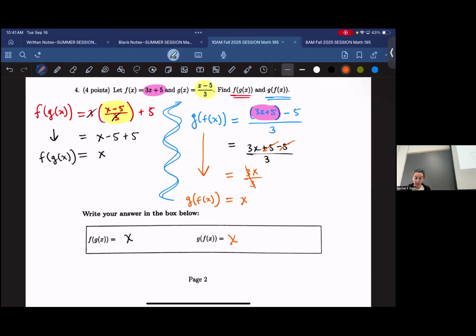We didn't have to state that in this problem, but you might have to on the exam. Explain what was the purpose of finding these 2 compositions. Oh, well, they both equal the same values, so we're able to deduce that they're inverses of one another.